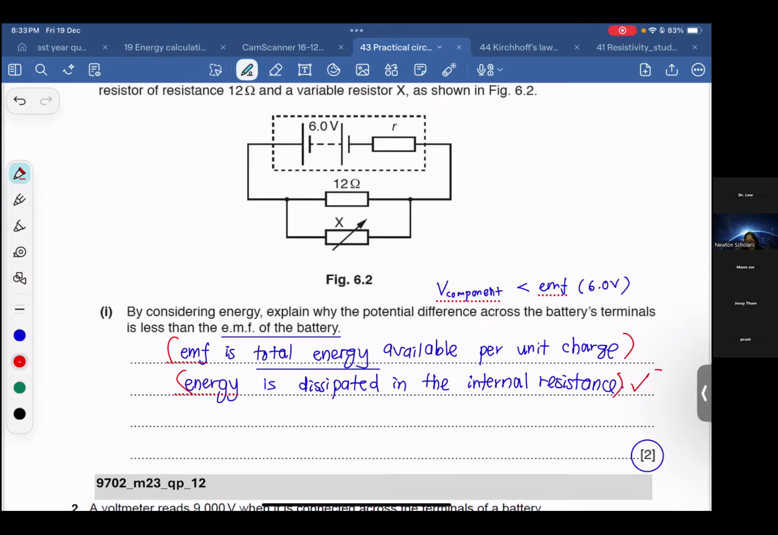If only 1 mark, this is our answer. Second sentence: because some of the energy is dissipated in the internal resistance. The potential difference across the battery terminal here is the voltage across the component. Because when we close the switch, we are measuring the potential difference across the component right now. The voltmeter is no longer showing EMF. Okay, until here, is that clear?